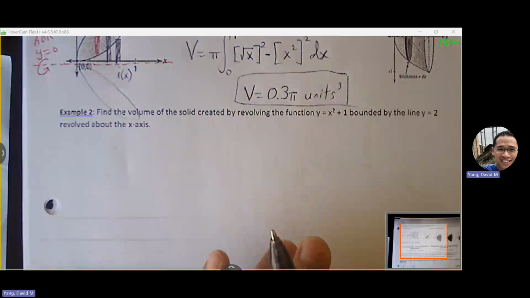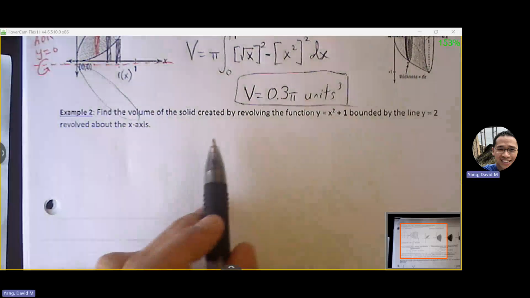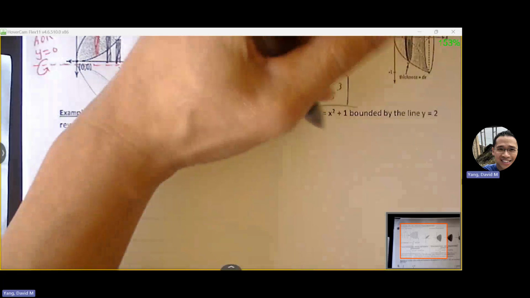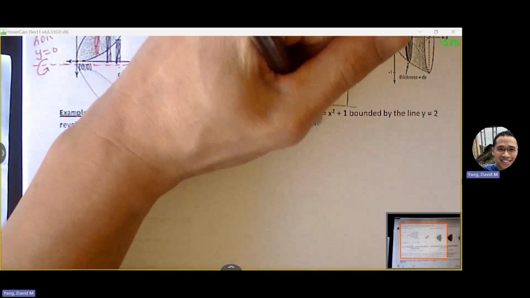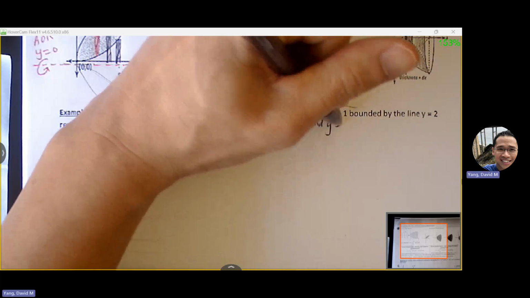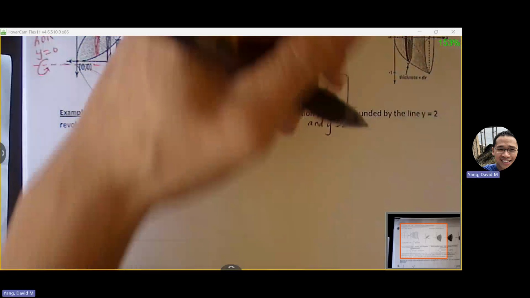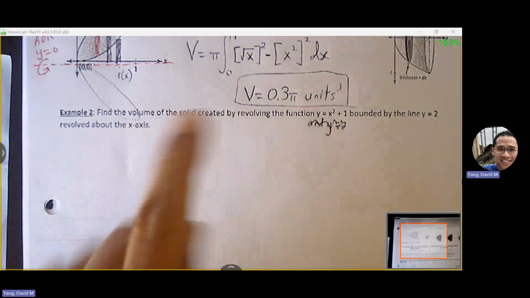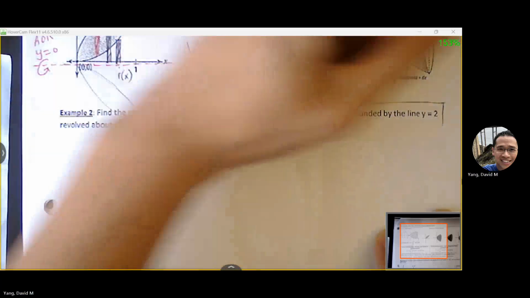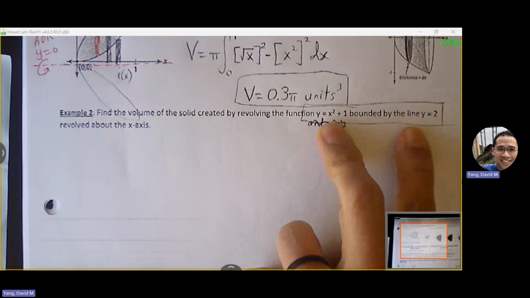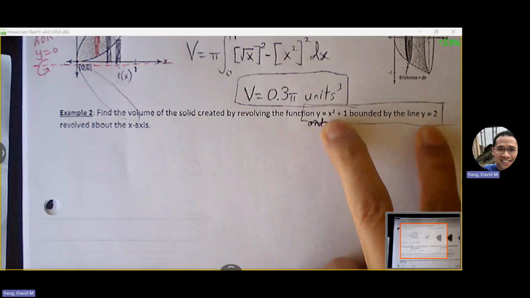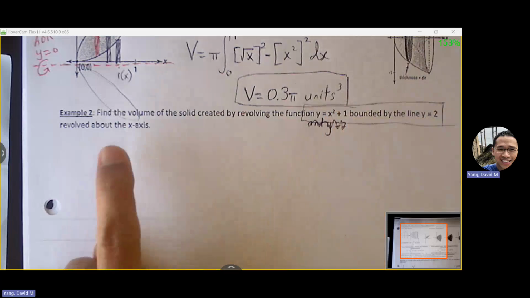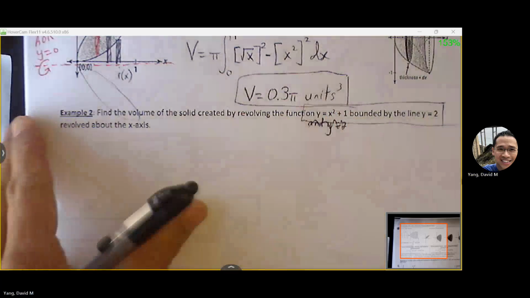All right, example 2. Find the volume of the solid created by revolving the function y equals x squared plus 1. I forgot to include the other function here, and y equals 2. I'm sorry, I did put that here. Bounded by the line y equals 2, revolved about the x-axis. Okay, so I did have that. So we have our shaded region that's going to be created with these two graphs, and then we're rotating this shaded region around the x-axis.